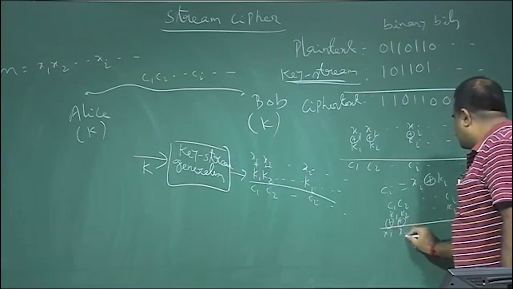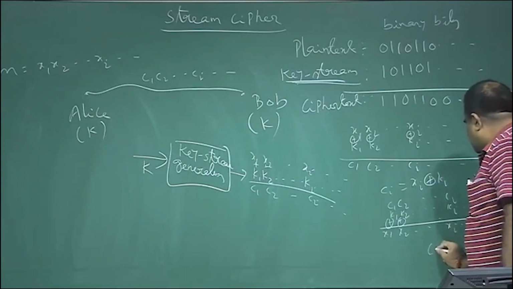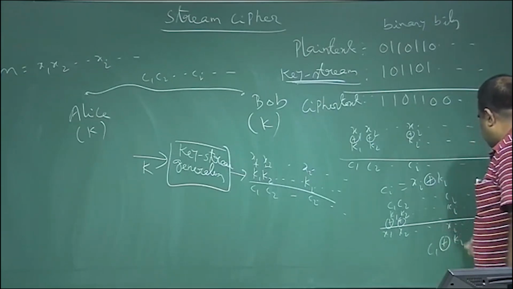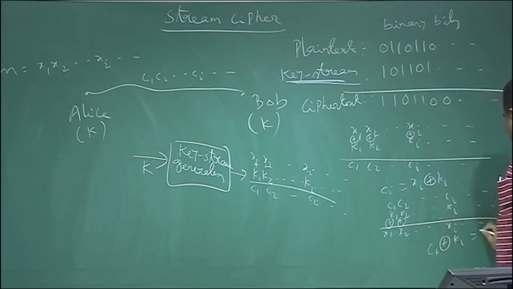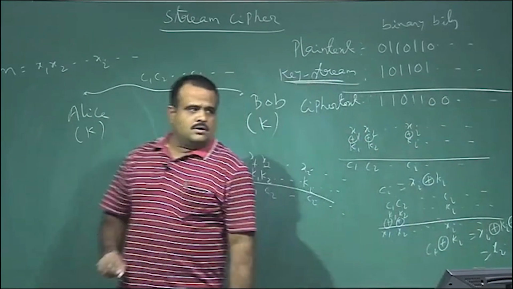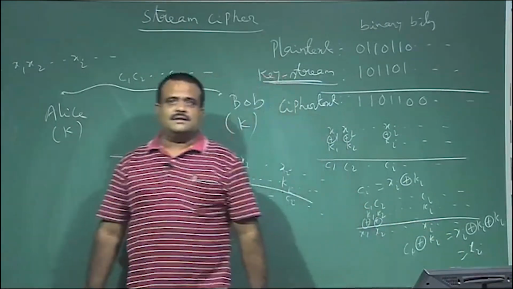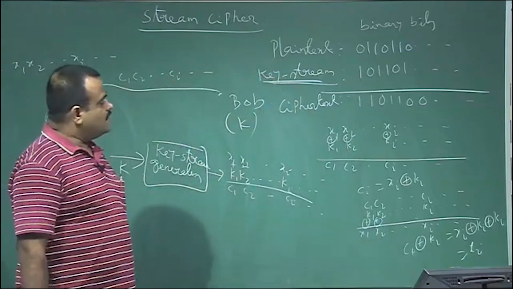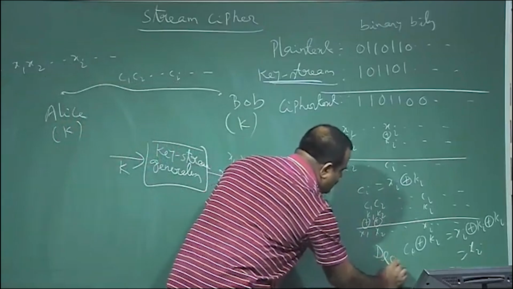and get x1, x2, xi and so on, because Ci XOR Ki, where Ci is nothing but xi XOR Ki, and this is XORed with Ki again. So Ki is getting cancelled. This is Xi. So we are getting Xi, basically the ith bit of the plain text. So this is the decryption.